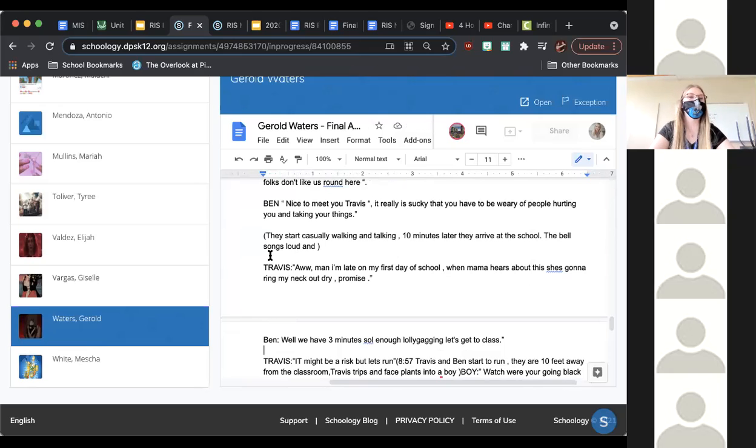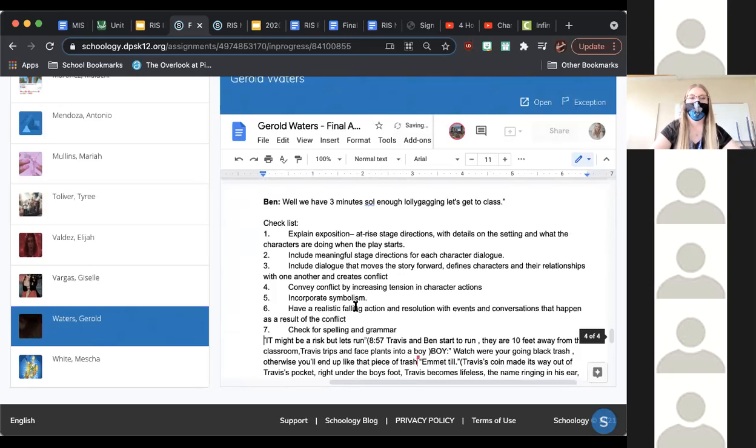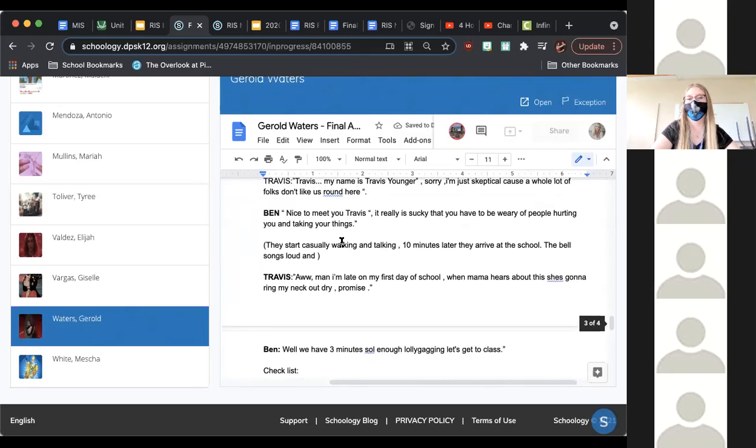Remember, you need these spaces between each character. Not only that, but the characters' names need to be bolded. So Gerald is going to have to go through and make sure that all the characters' names are bolded, so that if this were an actual play, the characters would be able to know what was really going on. But so far, this is great.